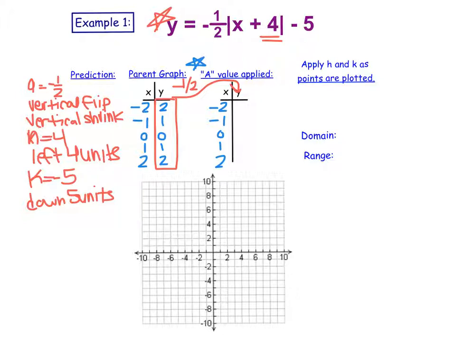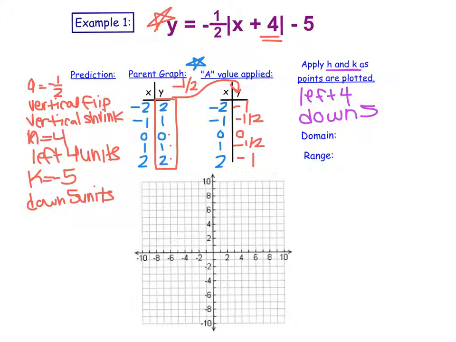So 2 times -1/2 is -1. 1 times -1/2 is -1/2. 0 times -1/2 is 0. 1 times -1/2 is -1/2. And 2 times -1/2 is -1. So I can take all of those points and I can plot them. But before I plot these points, I'm going to think through, okay, I need to apply h and k as I plot them. So remember, we're going to move in the h direction, so horizontal. We're going to move left 4, and then for our vertical movement, we're moving down 5.